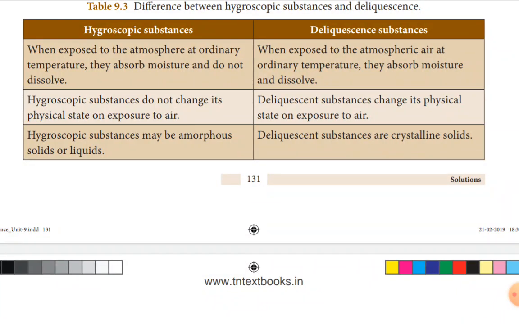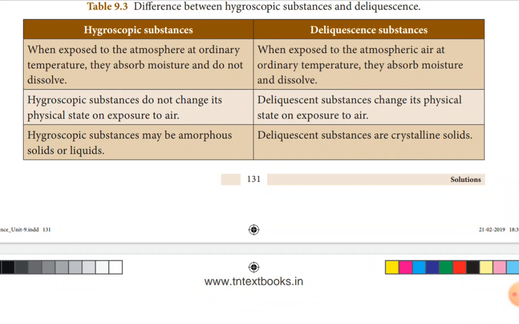Hygroscopic substances and deliquescent substances, when exposed to the atmosphere at ordinary temperature, absorb moisture. Hygroscopic substances absorb moisture but do not dissolve in it. At the same time, deliquescent substances absorb moisture at ordinary temperature, but they dissolve in it. Hygroscopic substances do not change their physical state on exposure to air, but deliquescent substances change their physical state. Hygroscopic substances may be amorphous solid or liquid, but deliquescent substances are solid.